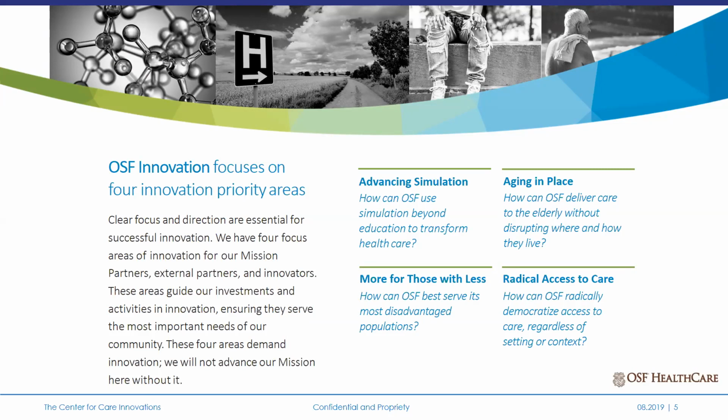And we are also working on aging in place, where we're aiming at being able to provide those 65 and older an opportunity to stay in their homes for longer, as well as more for those with less, or those living at or below the poverty line, and being able to make sure that those determinants are no longer a factor in their outcomes as far as health.